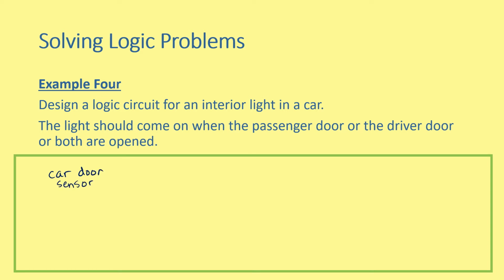If the car door is open, that's like saying the switch is open. But we need the circuit to detect when the car door is closed. And thinking back to our logic, closed equals not open. So we need a NOT gate in here.